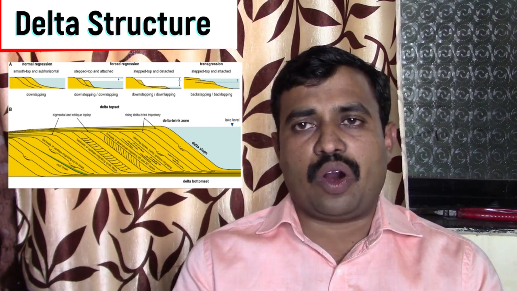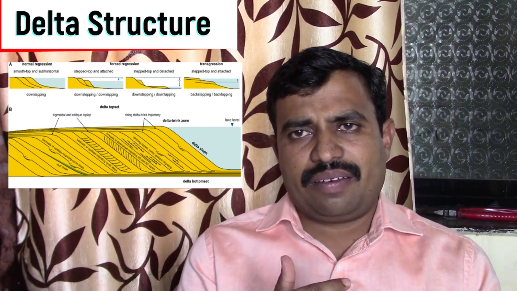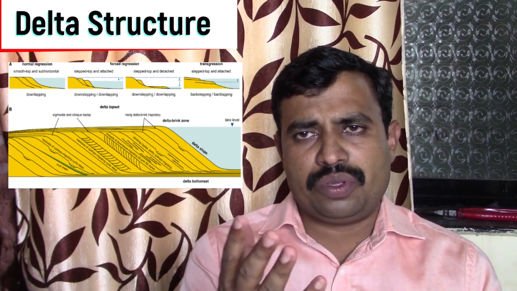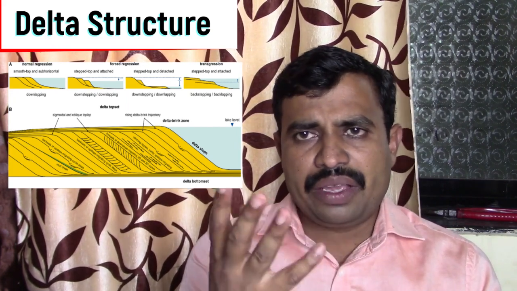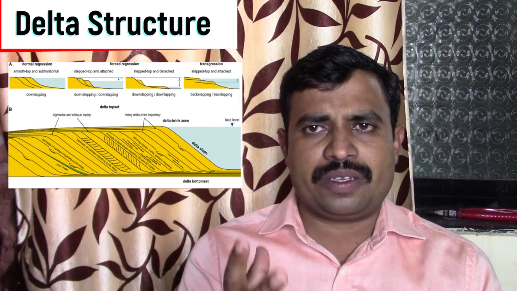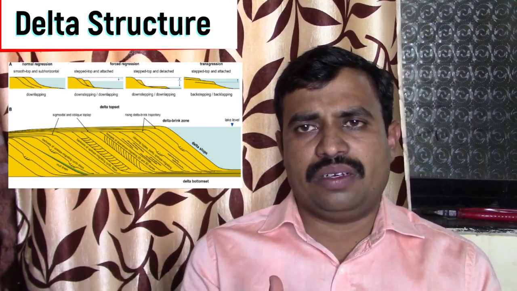Now last one, bottom set. This is the lowest bed which is present in the delta region, and it is present below the ocean, and it has composition like silt and clay particles. The fine sediments which are present at the bottom of this type of beds are called the bottom set.